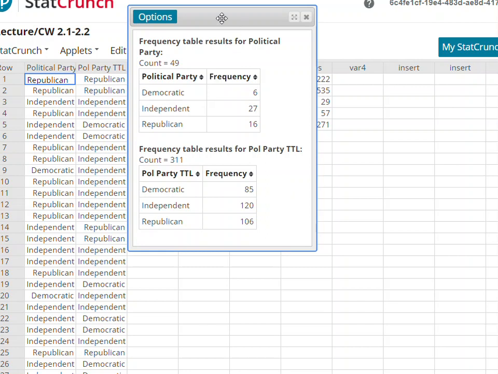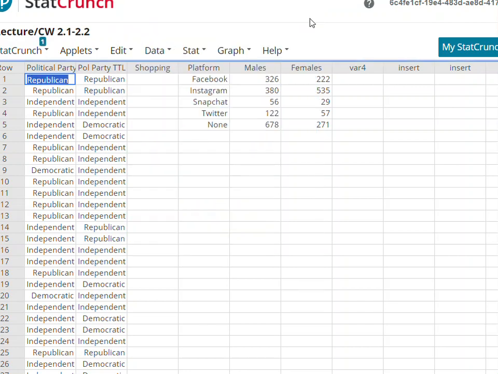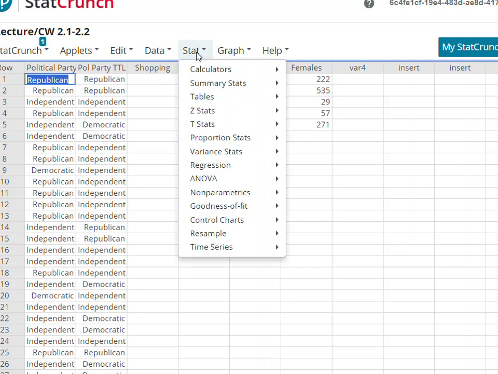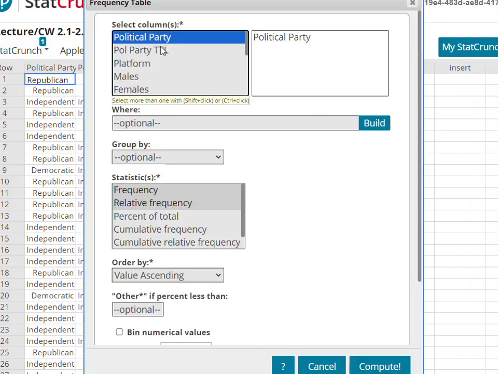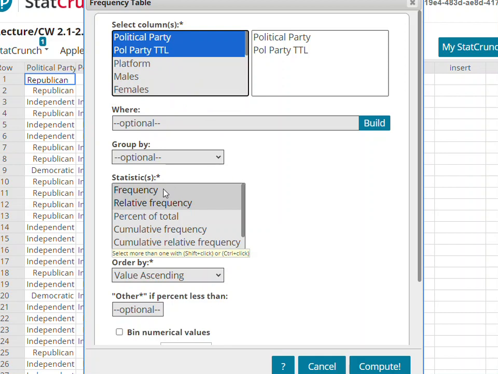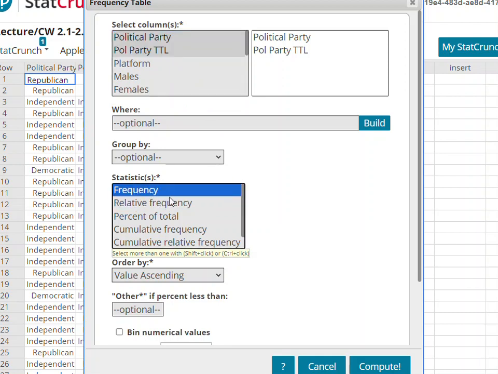So let's go back and let's now create a table. And we're going to do it just because I want to keep talking about the two comparisons here. So I want to do a table now for both the current semester of political party and the total semesters. But this time I want to add to my table the relative frequency count. And we'll see what I mean by that in just a minute.